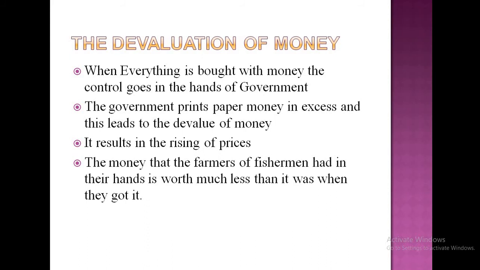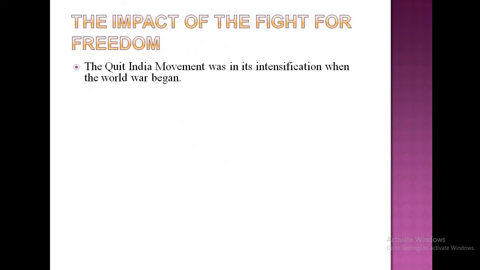This is devalued. How? When everything is bought with money, the control goes in the hands of the government. The government prints paper money in excess, and this leads to the devaluation of money, and it results in the rising of prices. So the same money which had a particular value at one point when it was taken by the farmers or by the fishermen, in a short while from then, the same money has got a lower value, right? Now you need more money to get the same provisions which you could have got with a lesser amount of money.